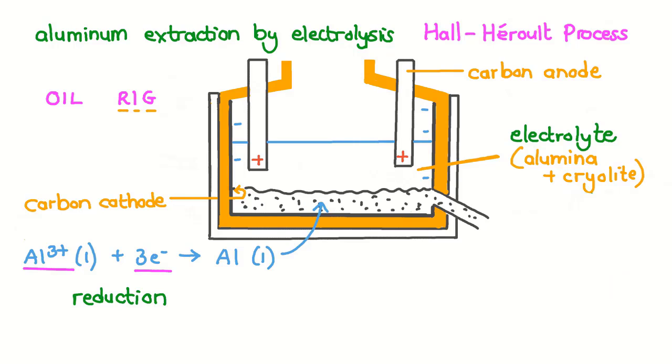The liquid aluminum sinks to the bottom of the cell and is run off and collected through an outlet. The aluminum is then cast into blocks.